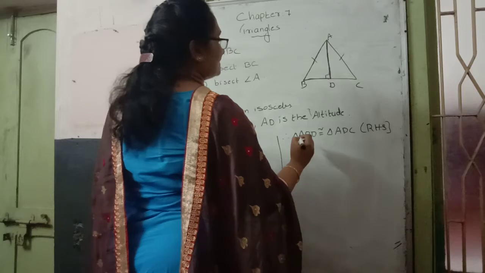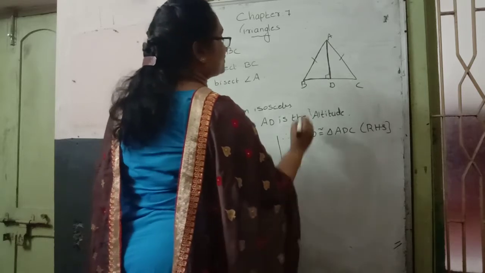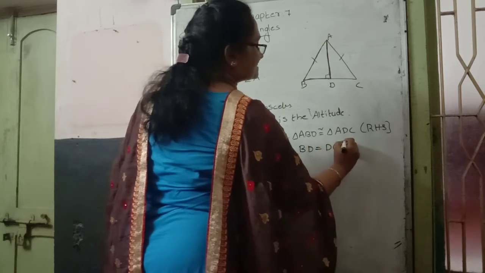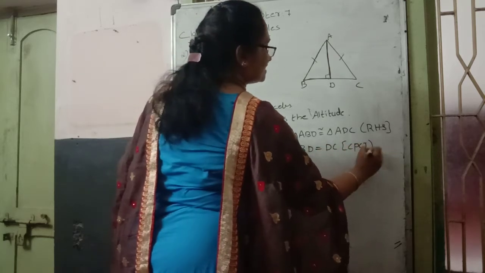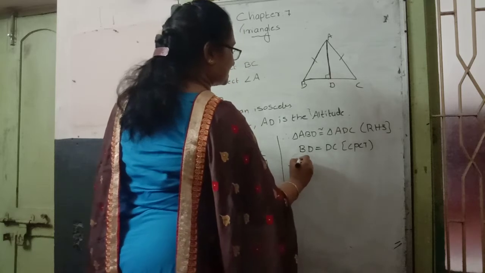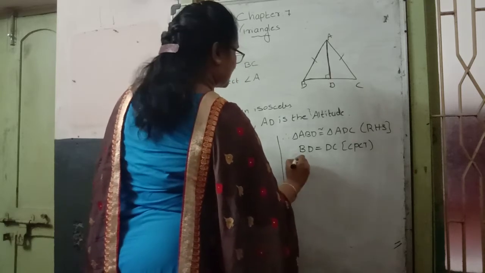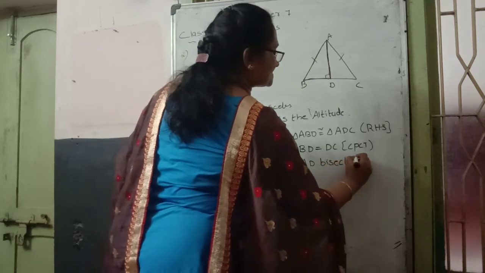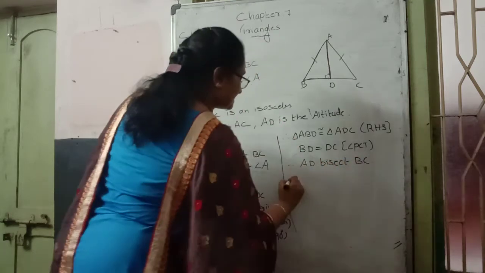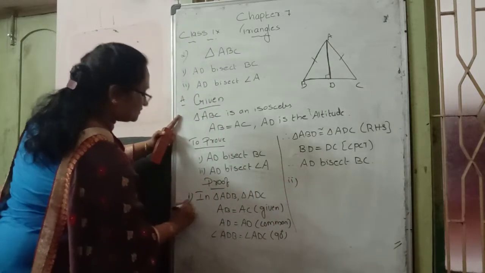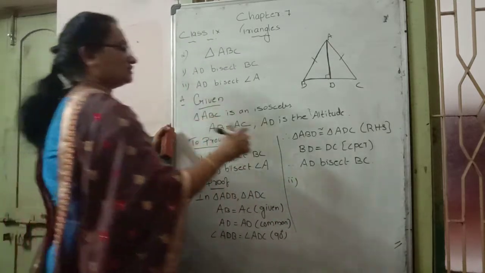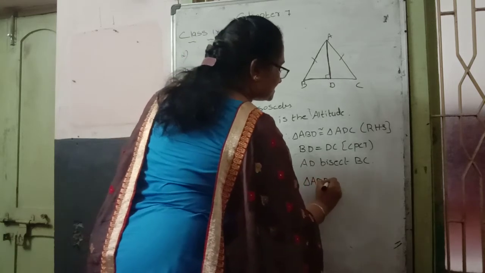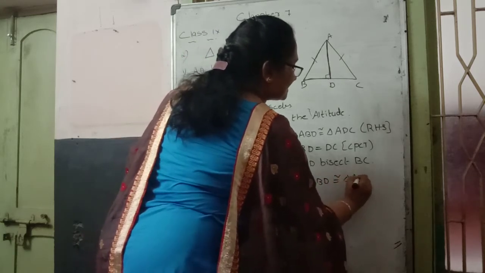Therefore, BD side is equal to DC side by CPCT. Hence we proved the first case: AD bisects which side? BC side. This is our first part. Second part, how to prove? Already we proved that triangle ABD is congruent to triangle ADC.